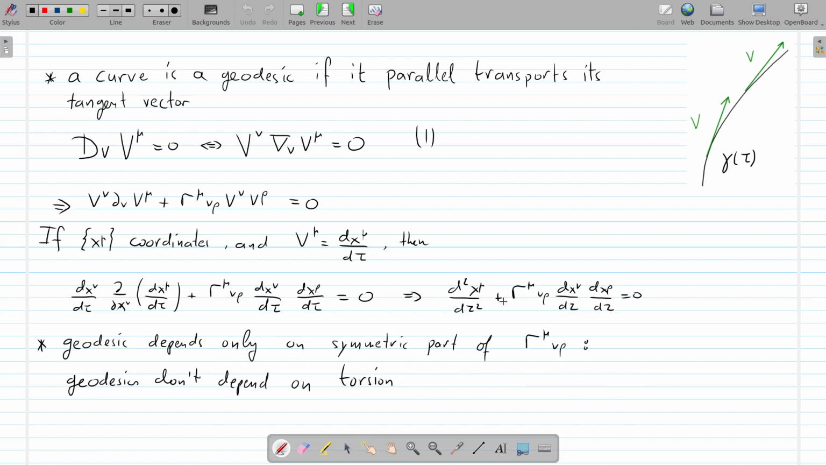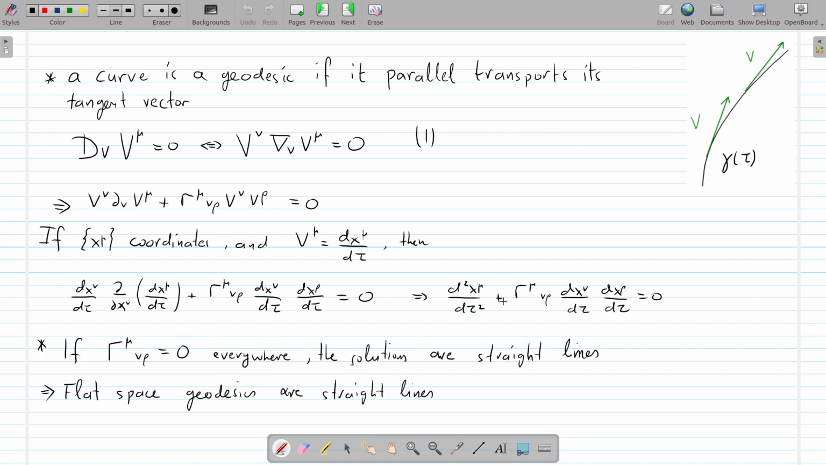From this equation, we also see that the solution depends only on the symmetric part of the Christoffel symbols. So torsion will not change the geodesics of the manifold. If the gammas are zero everywhere, then the solutions of those curves are straight lines. This property is only of flat spaces, so we conclude that in flat space geodesics are straight lines.